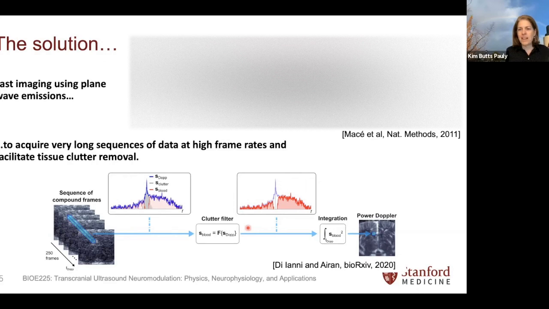With the assumption that all the blood is moving. If there's blood that's not moving, you have a distribution of velocities, of course. Yes, if the blood is stationary, which is usually not the case, it will be filtered out together with the tissue. But everything else stays, and it's integrated and it goes into our power Doppler image. So this is what we get here.